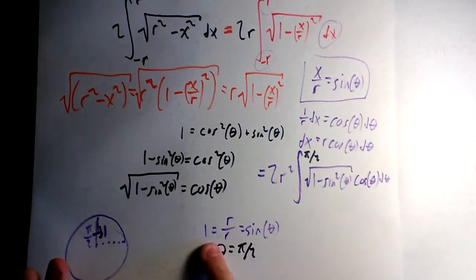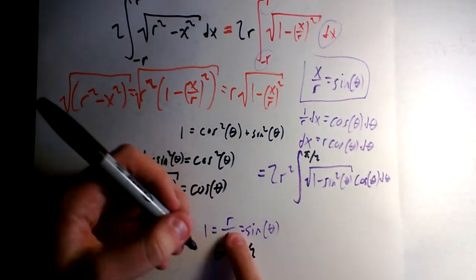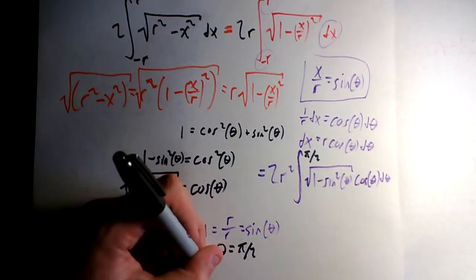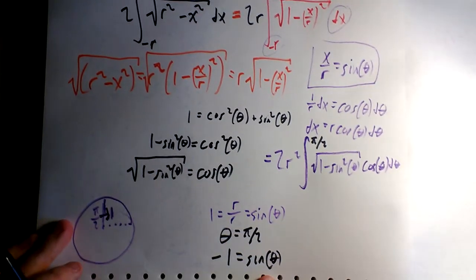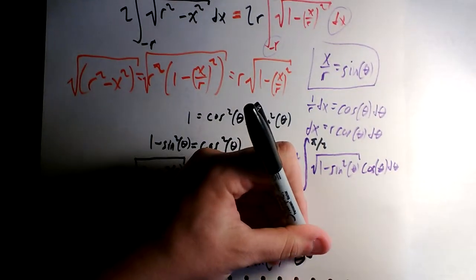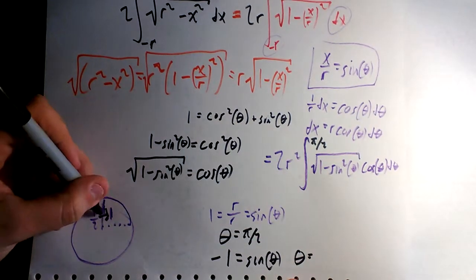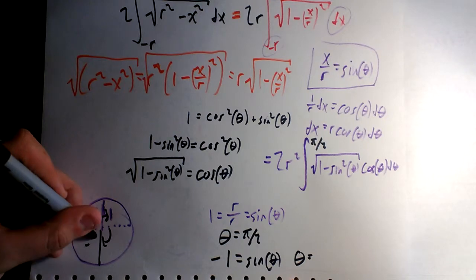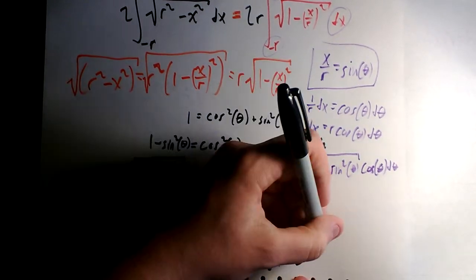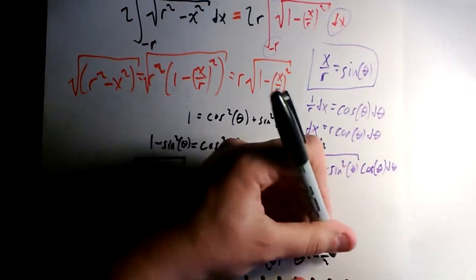Now you can probably guess the other one. When is it equal to negative 1? Because negative r divided by r is going to get you negative 1. When is sine going to be equal to that? Well, the angle has to be either negative pi over 2, go backwards, or 3 pi over 2. I prefer negative pi over 2 here. So let's do that guy.